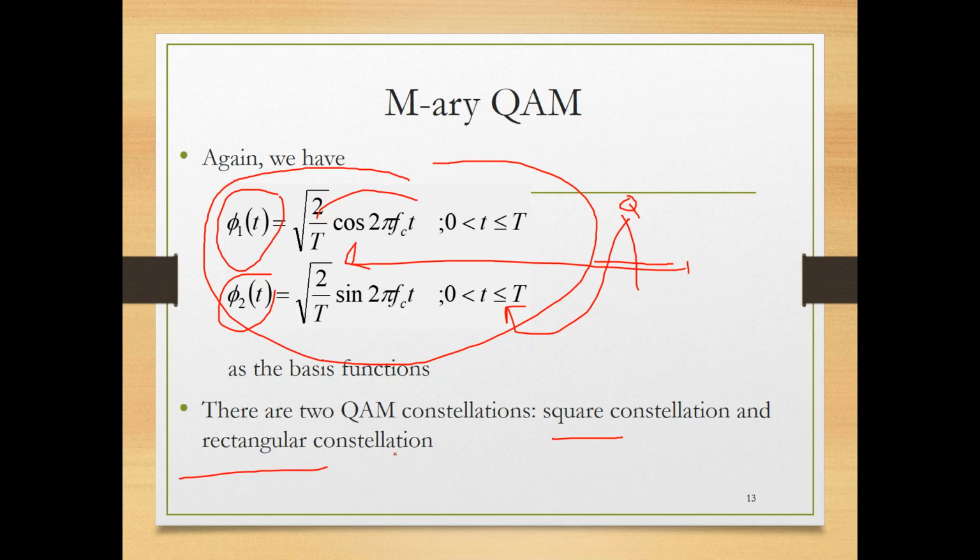But if you have 5 bits per symbol, which means M equal to 32, you cannot put them in a square diagram. You must consider a rectangle. This is square, this is rectangle. We use rectangle for an odd number of bits per symbol, and square for an even number of bits per symbol. So a question can be like this: 64 QAM modulation uses square constellation diagram, true or false? Square, because the number of bits is 6, even.